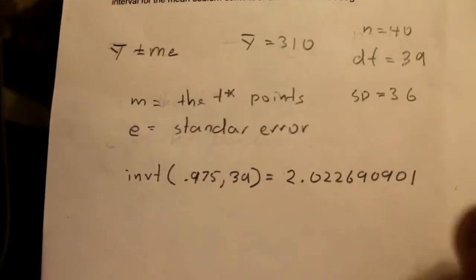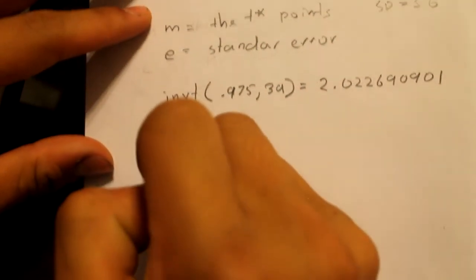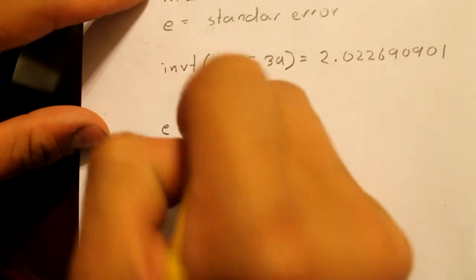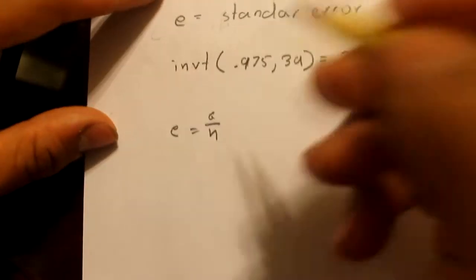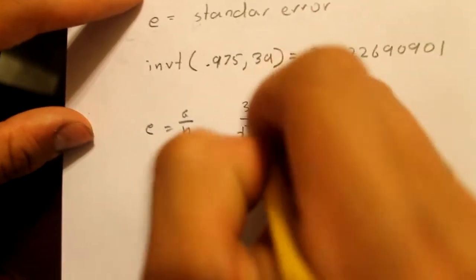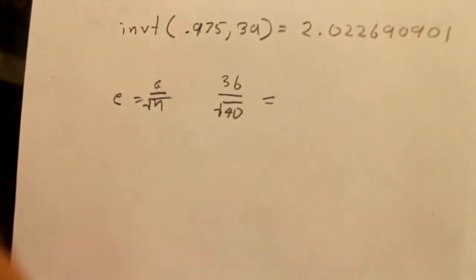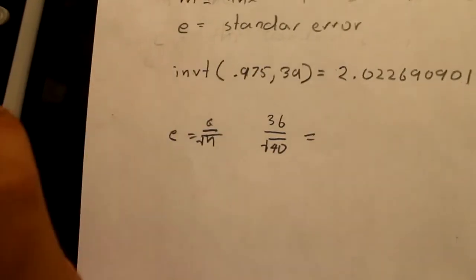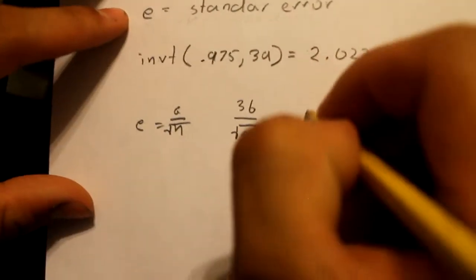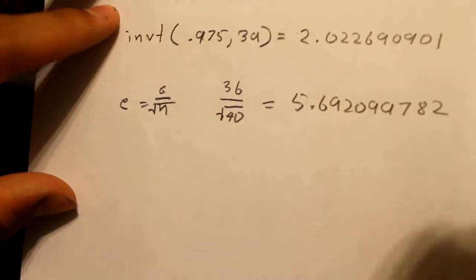We then find the standard error, which is given by the equation s over the square root of n, where the standard deviation equals 36 over the square root of the number, which equals 40. This gives us 5.692099782.